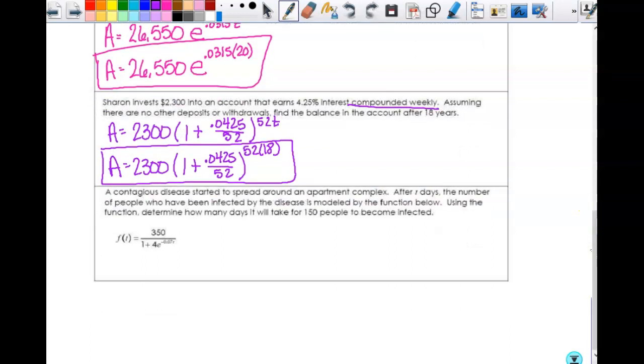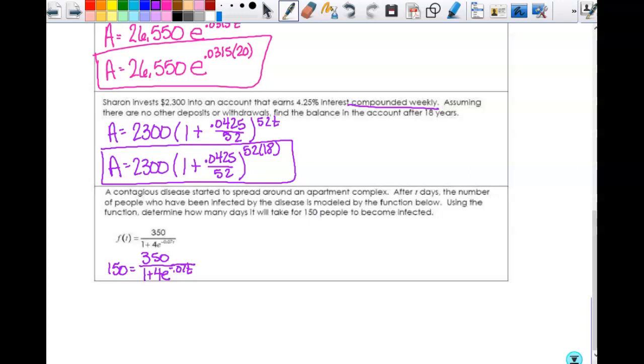So then let's look at the next one. A contagious disease started to spread around an apartment complex. After t days, the number of people who have been infected by the disease is modeled by the function below. Using the function, determine how many days it will take for 150 people to become infected. So this would be 150. So 150 equals 350 over 1 plus 4 times e to the negative 0.07t power.